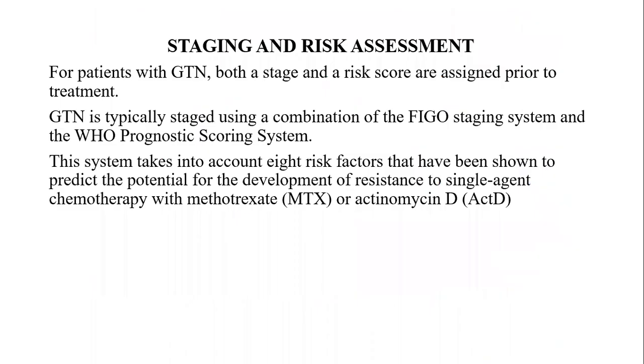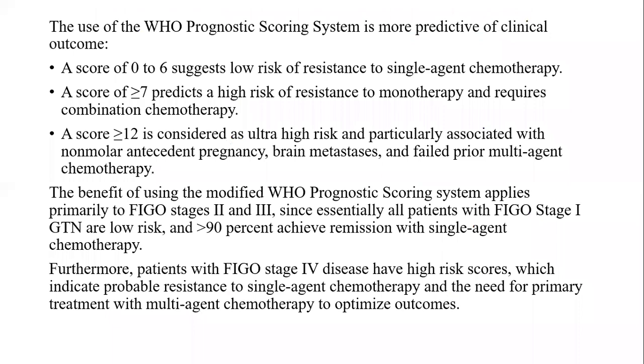So, the use of the WHO prognostic scoring system is more predictive of the clinical outcome. A score of 0 to 6 usually suggests a low risk of resistance to single agent chemotherapy. Then a score of between 7 and 12 indicates a high risk of resistance to monotherapy and requires combination chemotherapy. Then a score of more than 12 is considered ultra high risk and particularly associated with non-molar antecedent pregnancy, brain metastases, and failed prior multi-agent chemotherapy.